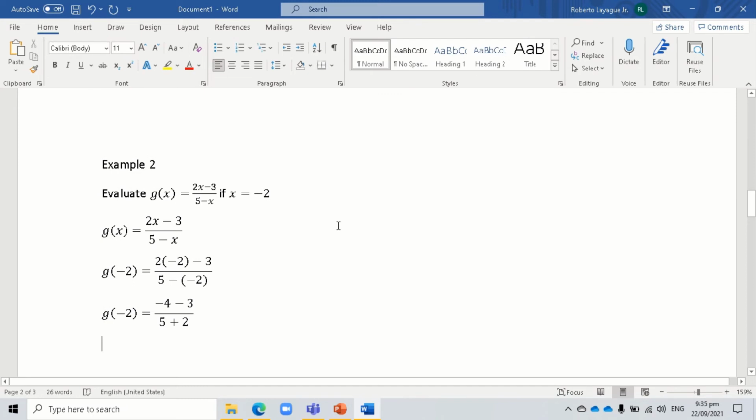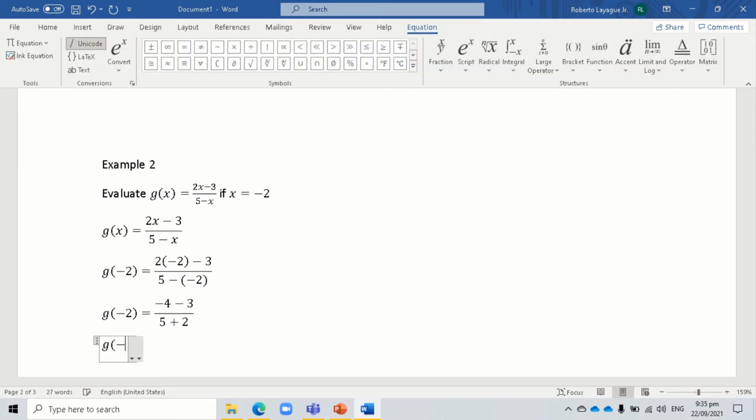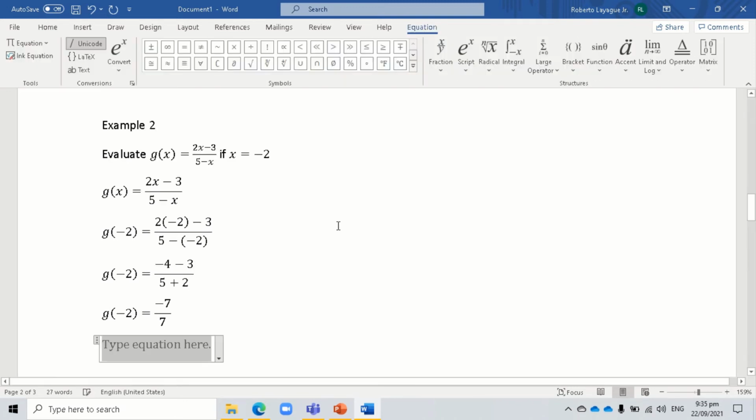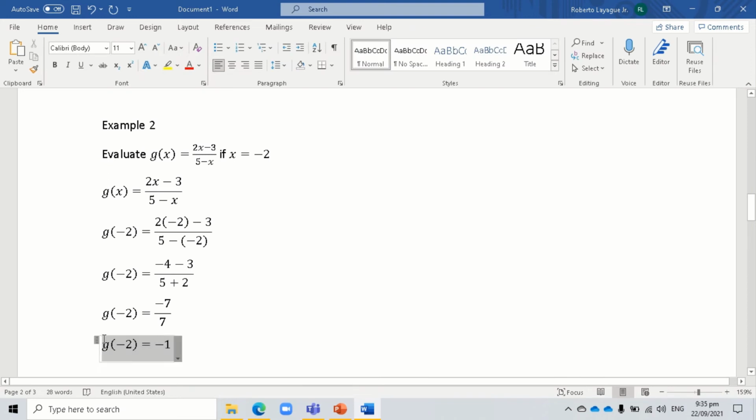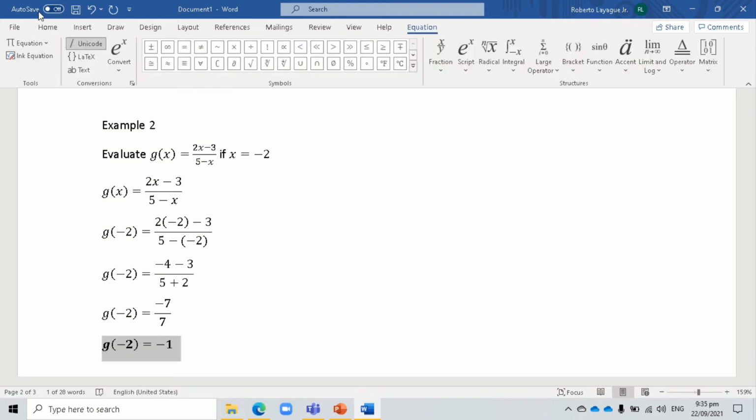So we have that. So g of negative 2 would be equal to negative 4 minus 3, that would be negative 7. And then 5 plus 2, that is 7. And we're getting now the final answer by dividing that. g of negative 2 would be equal to negative 1. Okay, I think we're good with this one when it comes to evaluating.